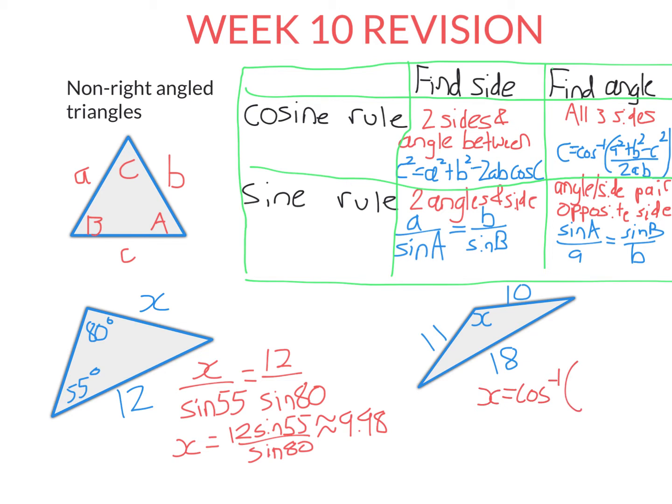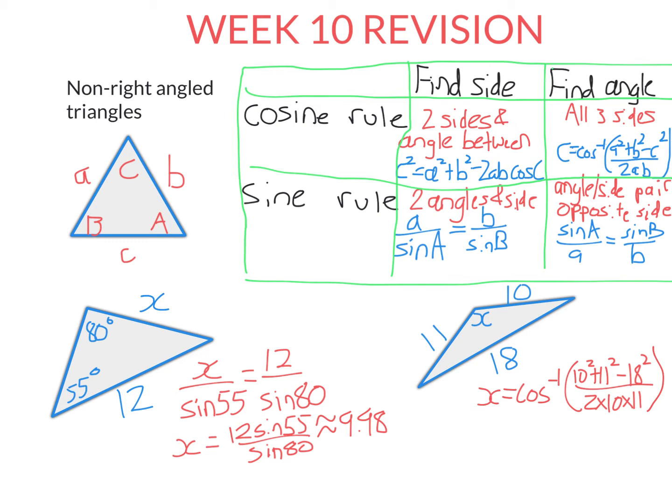So it's the two sides touching that are added together, and the one you subtract is the side opposite the one you're trying to find. And on the bottom, it's 2 times the two adjacent sides. Don't be worried if this thing here is negative. It just means that the angle is going to be obtuse.